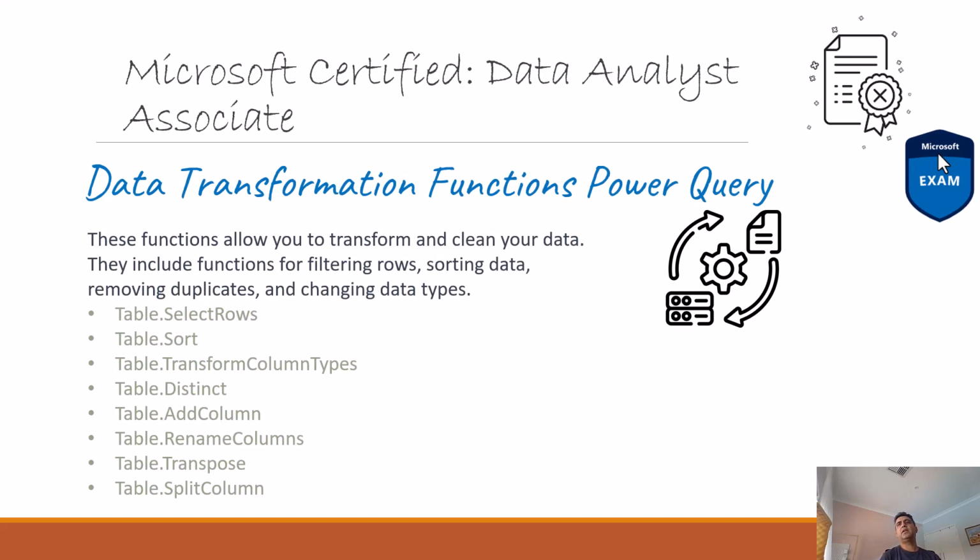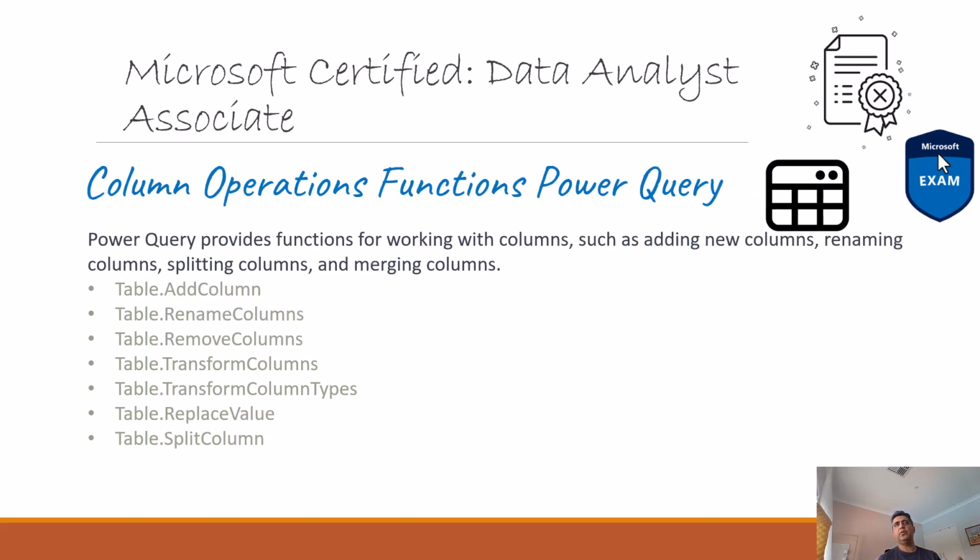Then there are data transformation functions. You might want to sort data, get distinct data, add a specific column or rename columns, transpose your data, or split columns based on a hyphen or a comma. These are the transformation functions available to you. Then we're going to look at column operations, and some of these functions could overlap. Something which falls under one function group could also fall under another.